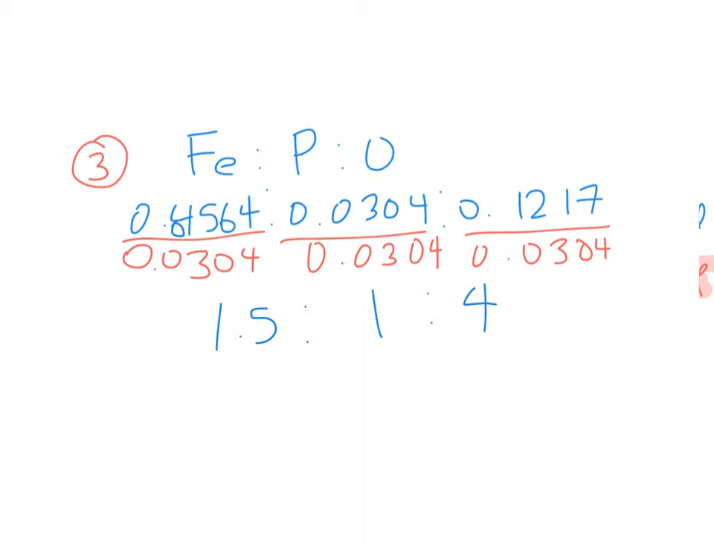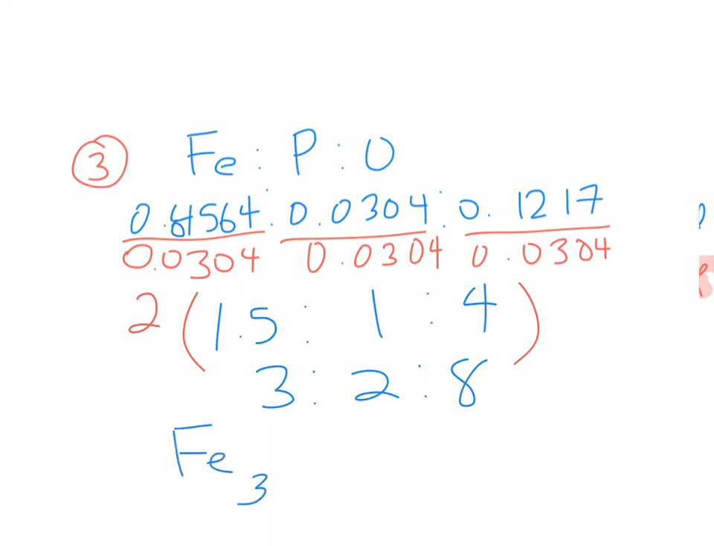And so what's my solution? Well, in an earlier example we saw that to get rid of a 0.5, I need to multiply every part of my ratio by 2. So 2 times 1.5 will give me 3. 2 times 1 will give me 2. And 2 times 4 will give me 8. So now it looks like my formula is Fe, I have 3 Fe's, so Fe3P2O8. And that seems like a reasonable empirical formula.